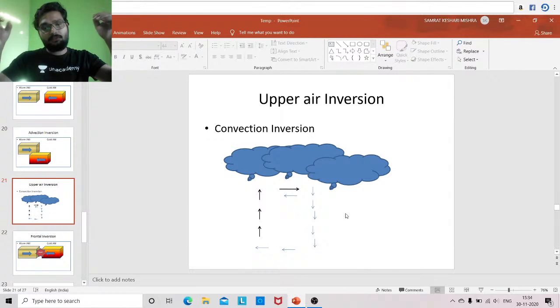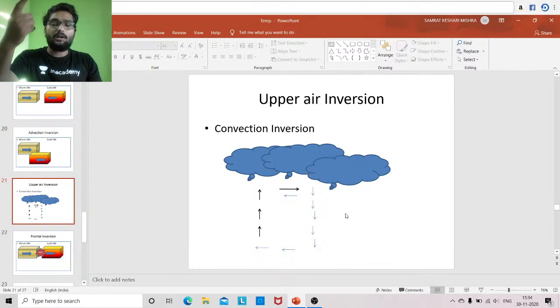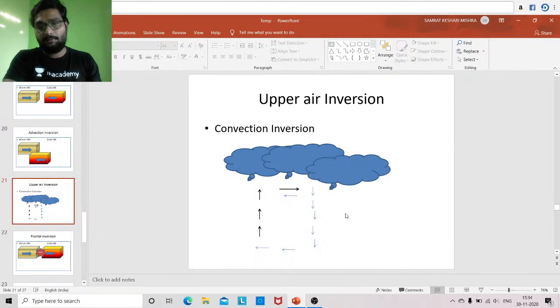Now the cold air mass goes and stays below, and the warm air mass stays above. So above the cold there is warm air mass, which means temperature is increasing. From cold to warm upward, the temperature increases. So for that reason we can say temperature inversion occurs here, and this type of inversion is known as the convection type of inversion.